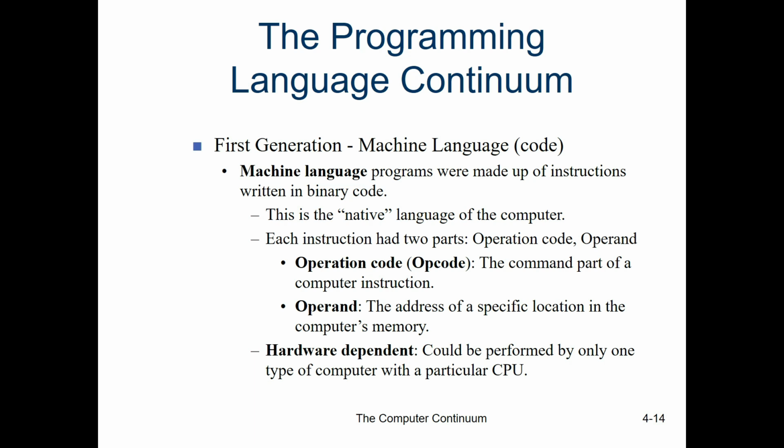Each instruction has two parts. One is the operation code, which is simply called the opcode, and the second is the operand. The opcode is the command part of the computer instruction, and the operand is the address of a specific location in computer memory on which the operation in the opcode needs to be performed. It's hardware dependent, and could be performed only by one type of computer with a particular CPU.